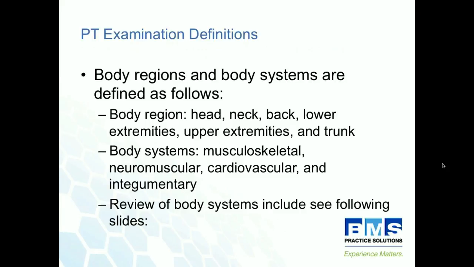So let's look at some definitions within the PT examination realm. When the CPT descriptors talk about body regions and systems, they're defined as follows. So body regions would be the head, the neck, the back, the lower extremities, the upper extremities, or the trunk. Body systems would be musculoskeletal, neuromuscular, cardiovascular, or integumentary.